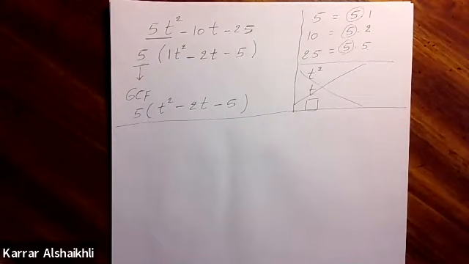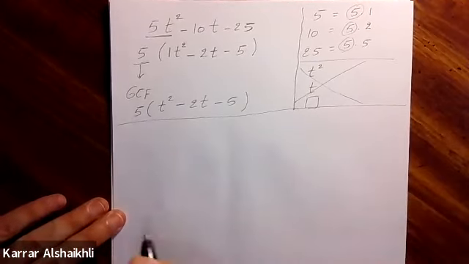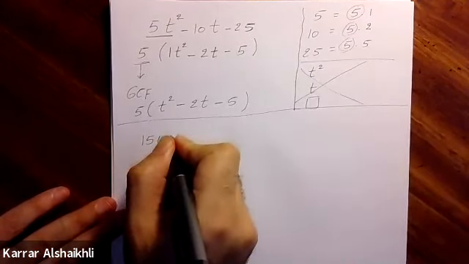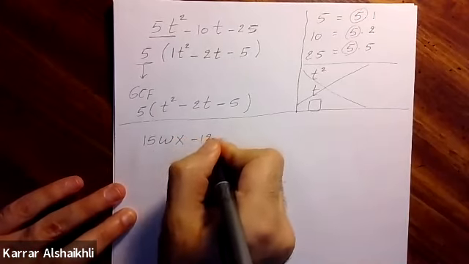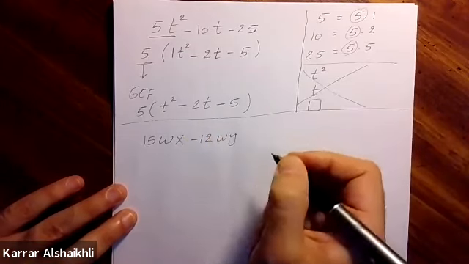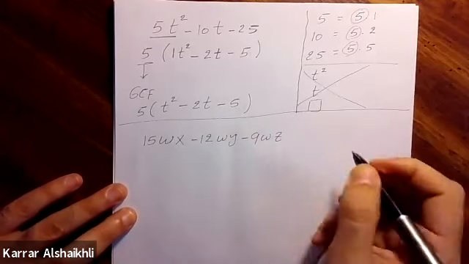Let's do one more example about 3 terms. Then I'm going to give you another example, which is a tricky example. Now this example, if we have 15wx minus 12wy minus 9wz.